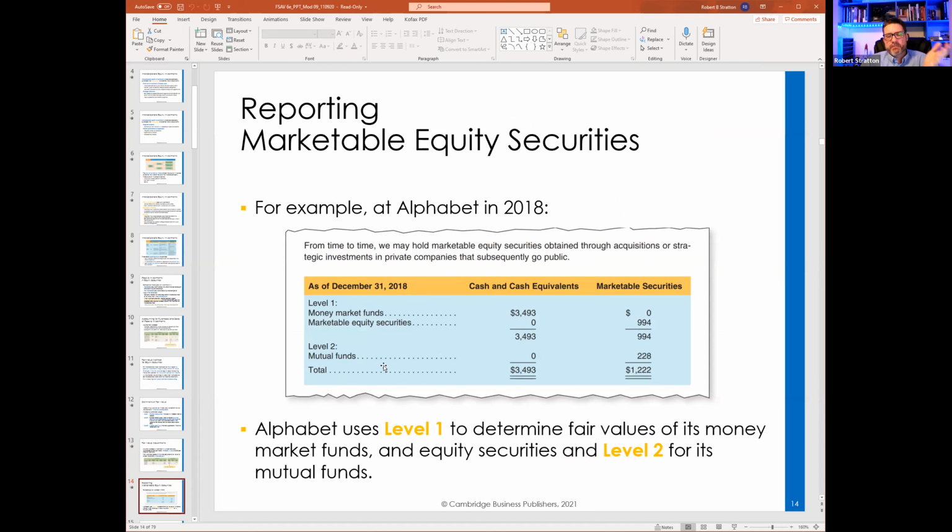Okay, and here's an example from Alphabet where they list on their 10-K how much level 1 they have and how much level 2, and then define it. So like level 2, they're holding these mutual funds, which they can fairly accurately get the value of from observable data, but it's not a market traded amount.